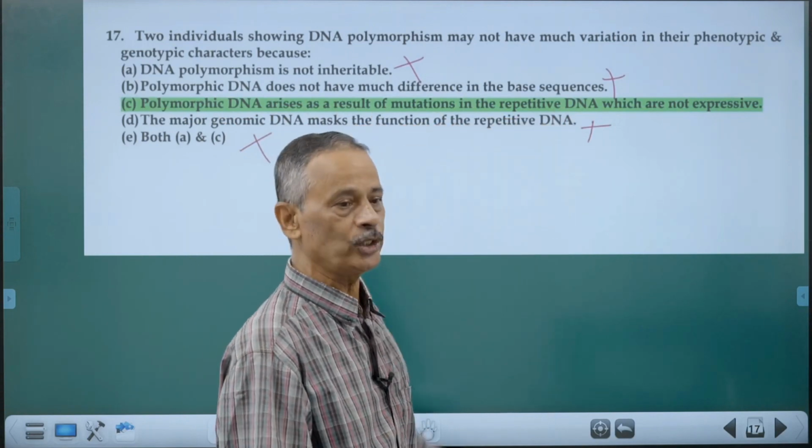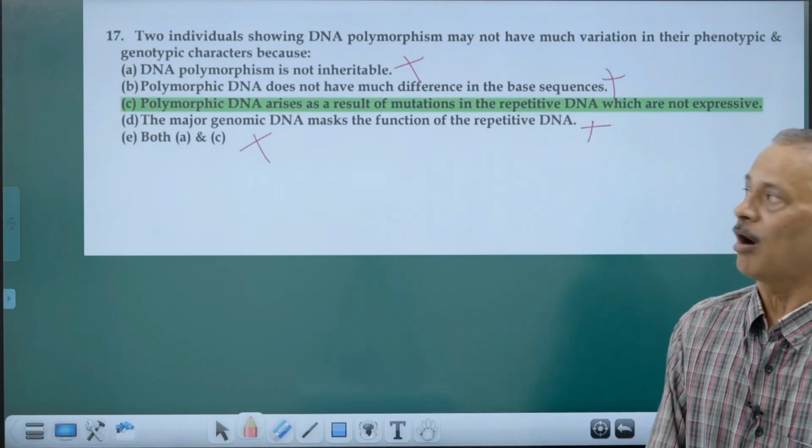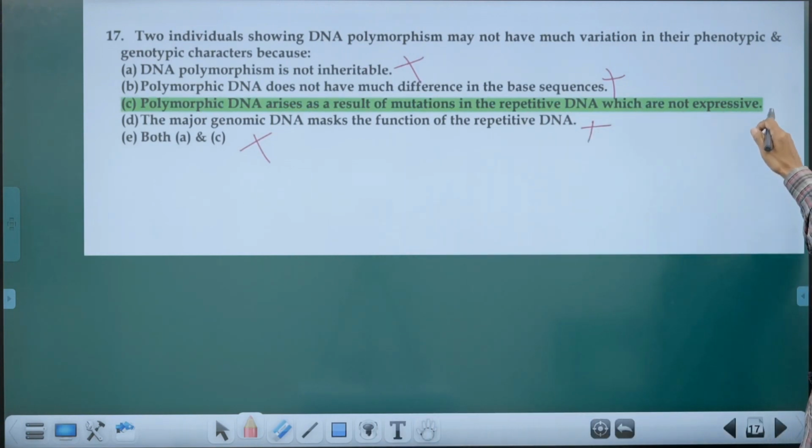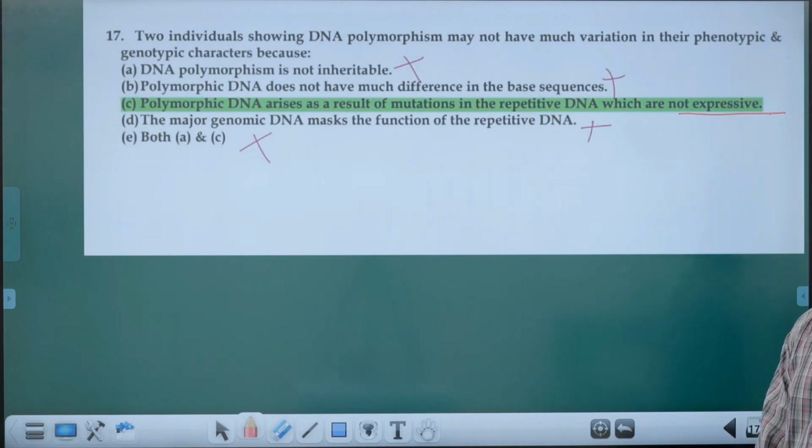What is that repetitive DNA? That repetitive DNA is mainly present in the non-coding part, which is not expressed. Not expressed means it is not at all responsible for any character. The gene is not expressed as a character. It is not an exon. It is only an intron. Okay.